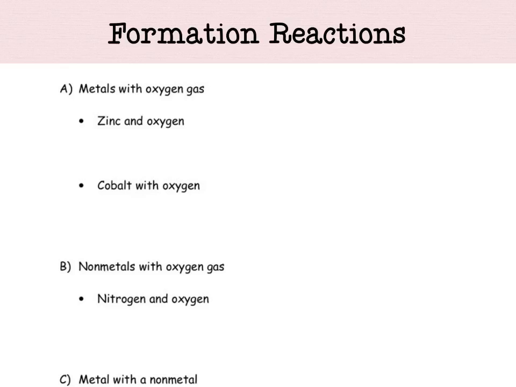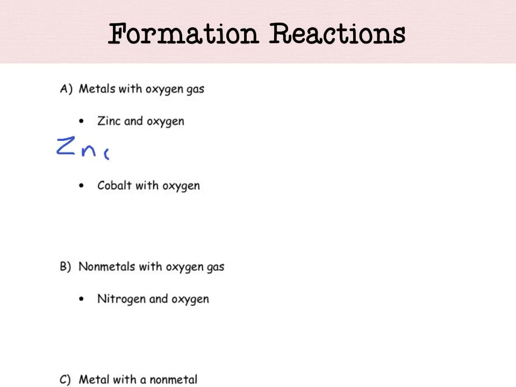The first kind of chemical reaction that I'm going to expect you to be able to predict the products from is the basic form called formation reactions, also known as synthesis reactions, also known as combination reactions. Our example to start with is zinc and oxygen, a metal with oxygen gas.